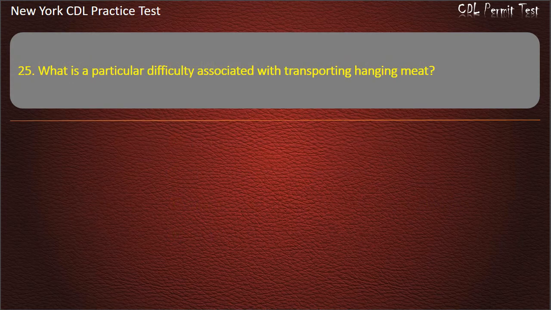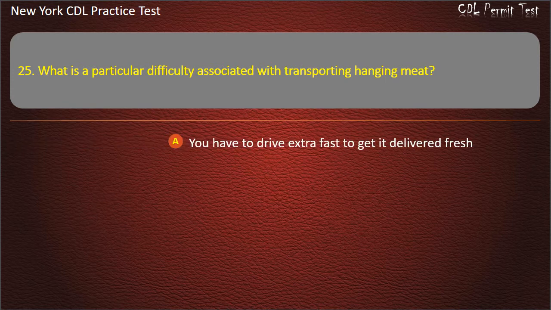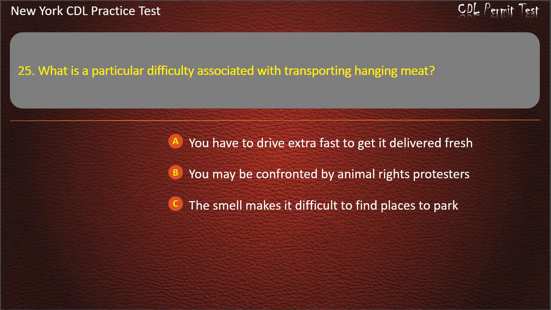Question 25. What is a particular difficulty associated with transporting hanging meat? You have to drive extra fast to get it delivered fresh. You may be confronted by animal rights protesters. The smell makes it difficult to find places to park. It can upset your handling characteristics. Answer. It can upset your handling characteristics.